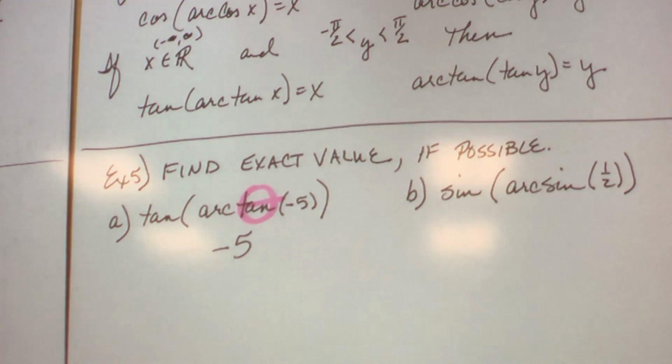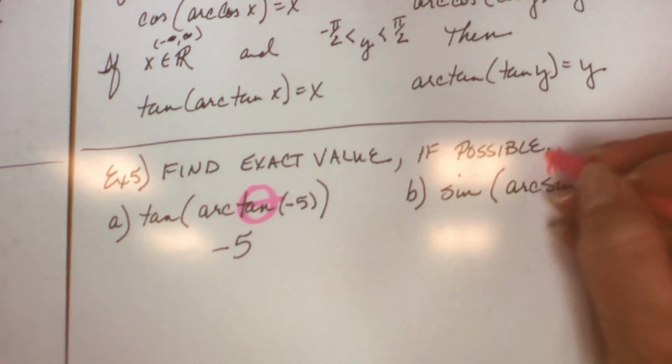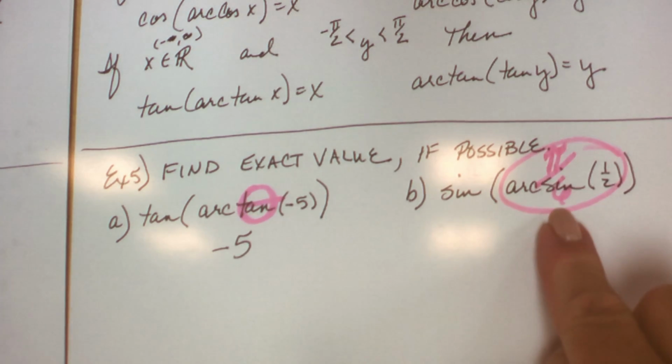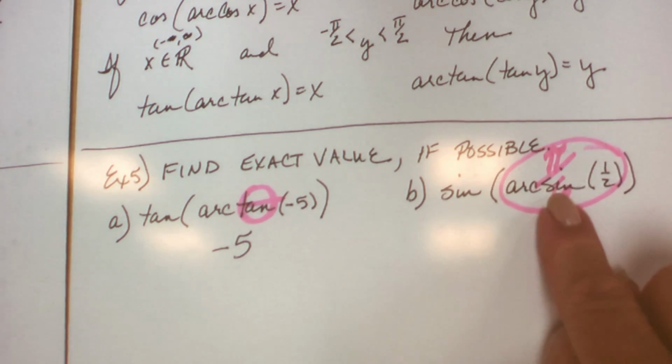So this is pi/6. This whole entire thing right here is pi/6. The angle whose sine is 1/2 is pi/6. Everybody understands that, right? Now tell me the sine of pi/6.